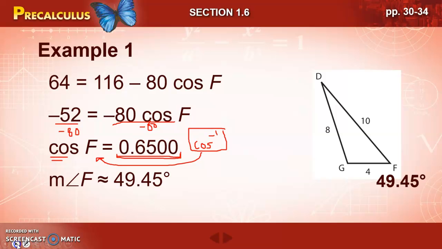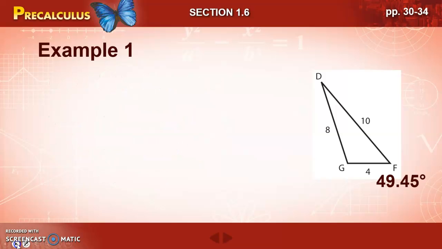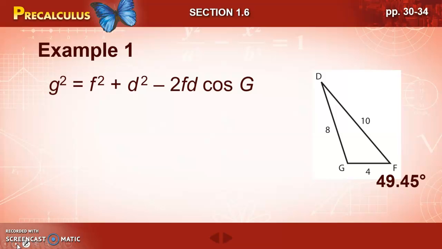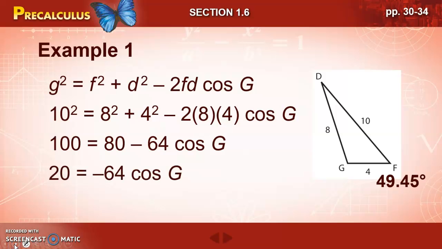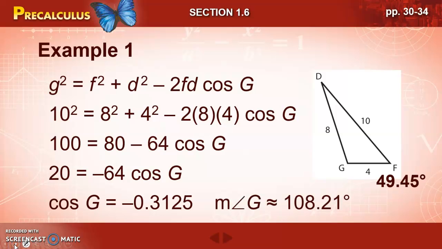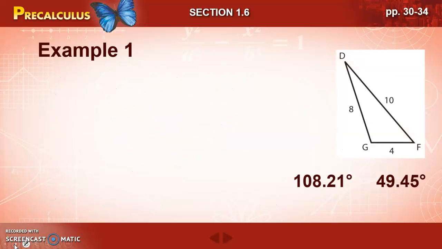And once we know the measure of angle f, we still have two more angles that we need to find. So this time we're going to put g first and solve for cosine of g. Plugging in our values that we know, we're going to follow the same exact steps to isolate cosine of g, and then use that inverse cosine function on our calculators to get that the measure of angle g is approximately 108.21 degrees.